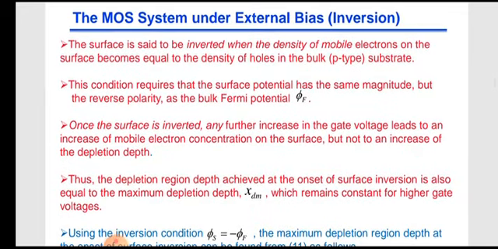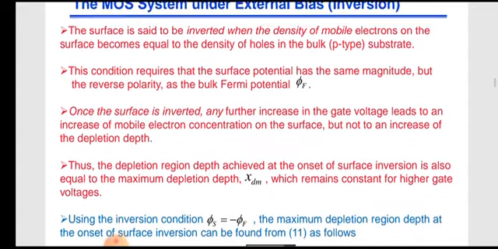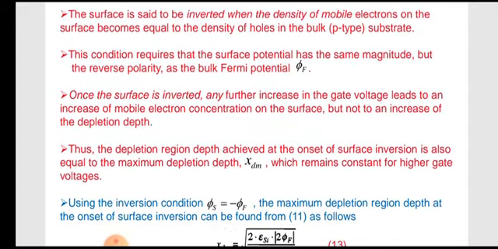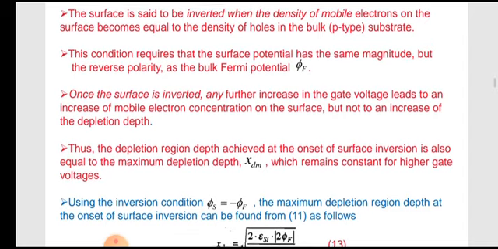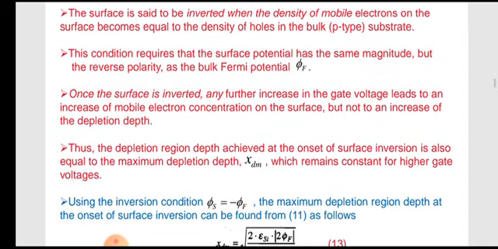The surface is said to be inverted when the density of the mobile electrons on the surface becomes equal to the density of the holes in the bulk, that is, the p-type substrate. This condition requires that the surface potential has the same magnitude but the reverse polarity as the bulk Fermi level, that is phi f. Once the surface is inverted, any further increase in the gate voltage leads to an increase of the mobile electron concentration on the surface, but not to an increase of the depletion layer depth.